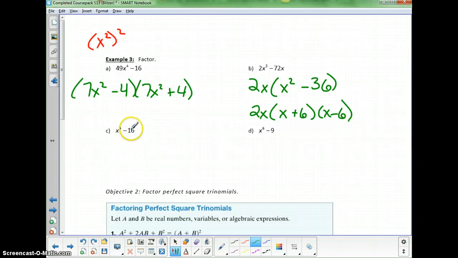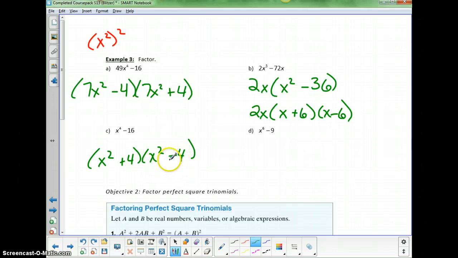X squared minus 16, that one's going to work like our x, I'm sorry, that was x to the 4th. It's going to work like our x squared squared up here. So it's going to be x squared plus 4 and x squared minus 4. X squared times x squared is x to the 4th. Minus 4 and plus 4 are the same thing. We'll add to 0 and our negative 16.